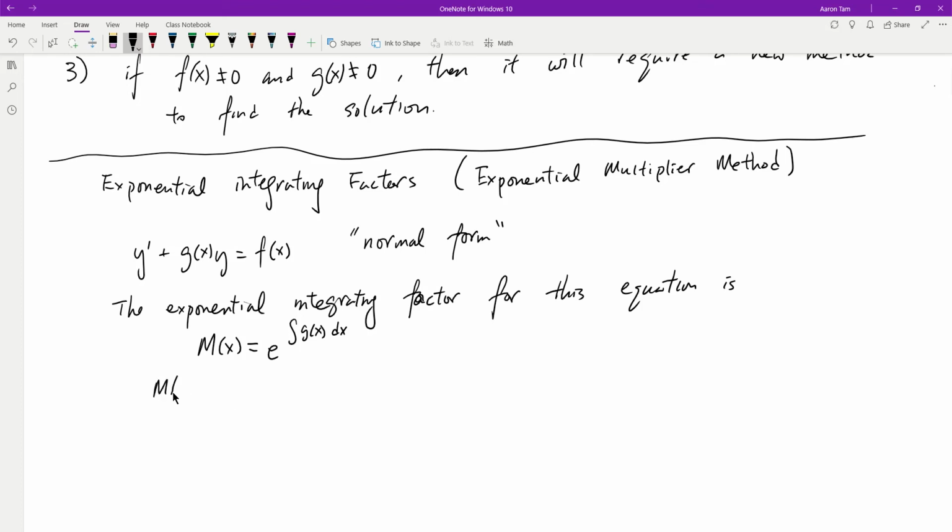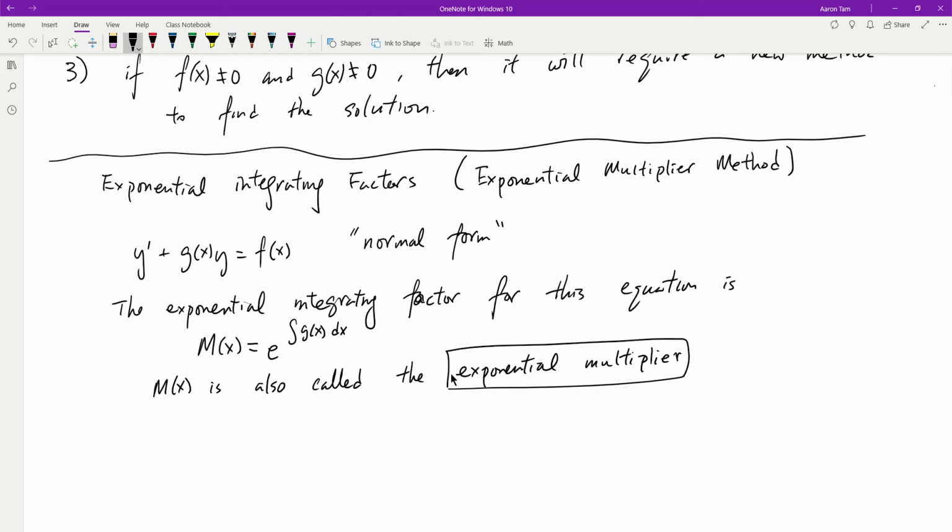Okay, so m of x is sometimes referred to as the exponential multiplier. Oops, not multiple, multiplier. Which is the reason why it was also called the exponential multiplier method. So how do you use this exponential multiplier? Well, as the name suggests, it's called a multiplier. So to use it, what we're going to do is simply multiply the entire equation by this multiplier.